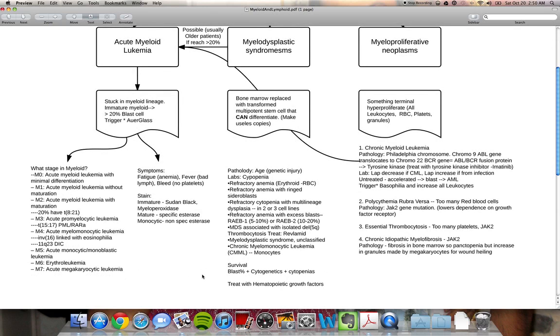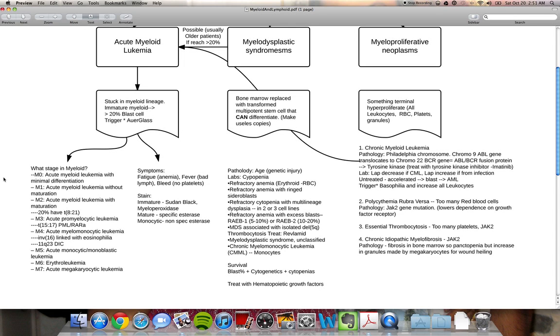Alright, so how do we calculate the survival rates of people that have myelodysplastic syndromes? Well, what we do is we take the blast percentage, and the blast cells, remember, are the immature myeloids, and we give it a score. The more blasts you have, the worse it is, because you go more towards acute myeloid leukemia. So we give that a score.